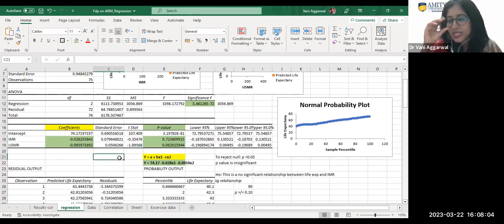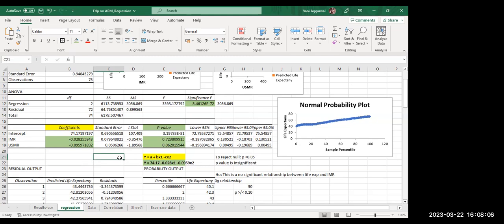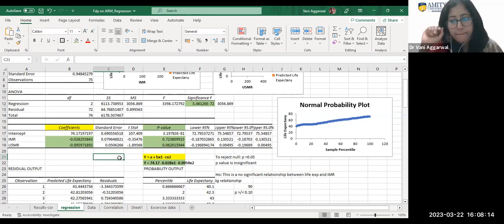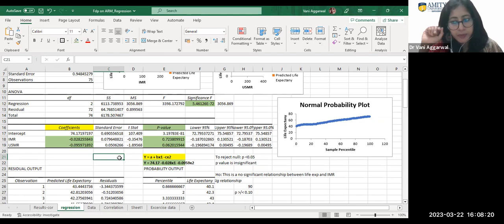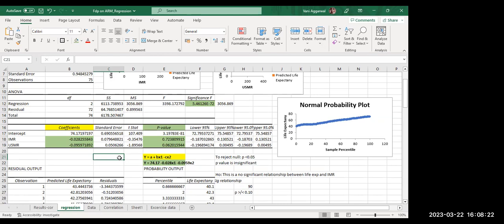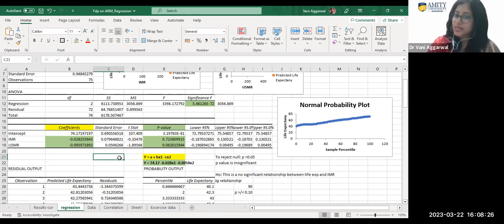Please repeat your question. For this case, because the p-value of IMR and under 5 mortality rate is not significant, we can say that even though other parameters are okay, the selection of variables, IMR and under 5 mortality rate, is not good enough to explain this model. Yes, exactly. This is what I'm saying. Okay, yeah.